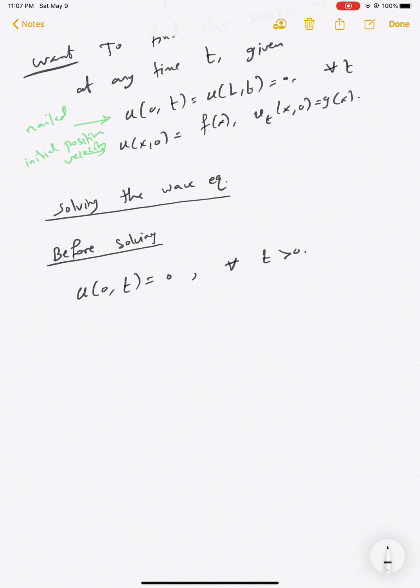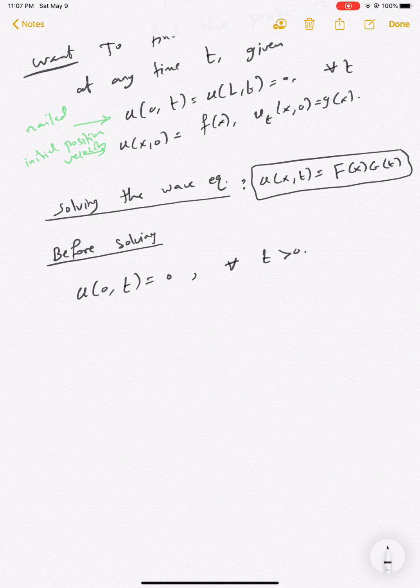Okay. Now we want to solve by separation of variables. What do we mean by separation of variables? We mean to assume that the solution has this form: f(x) g(t). So we assume that the solution has the form f(x) g(t). This is the main idea of separation of variables.